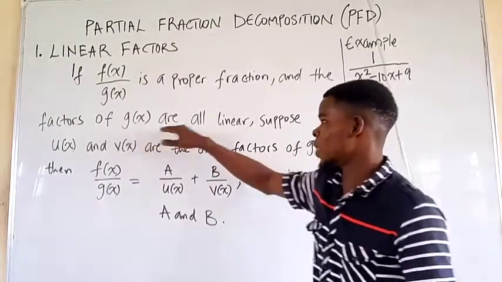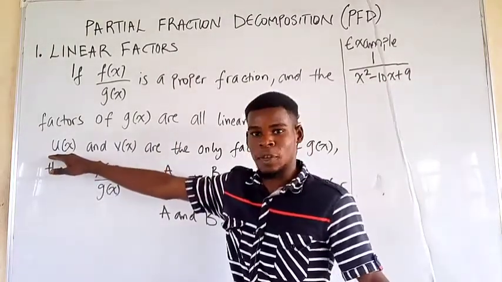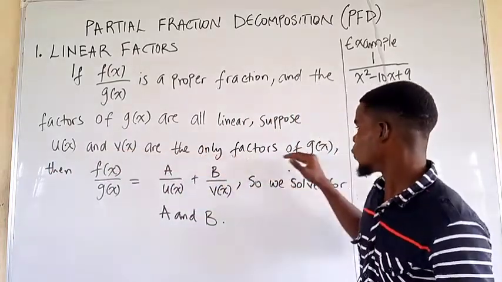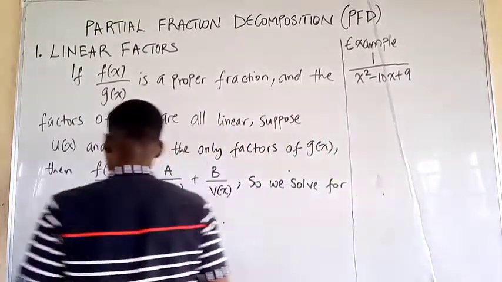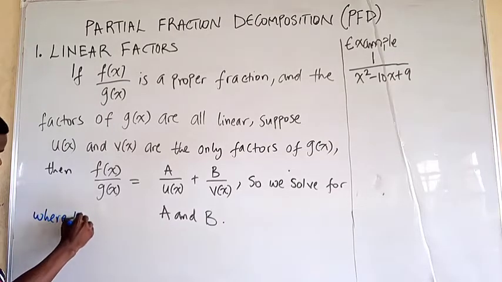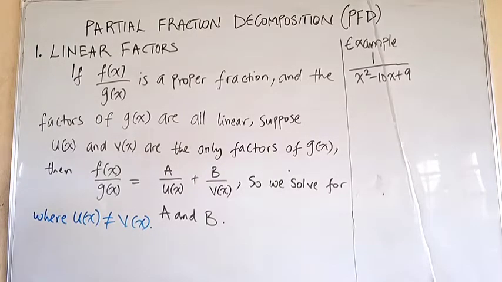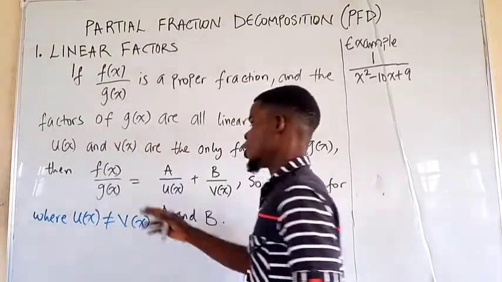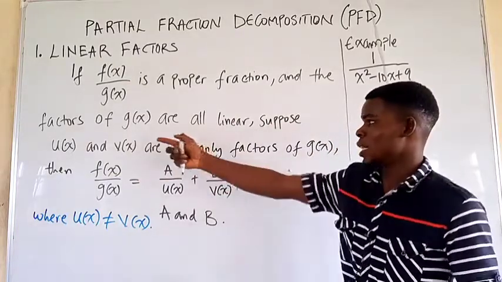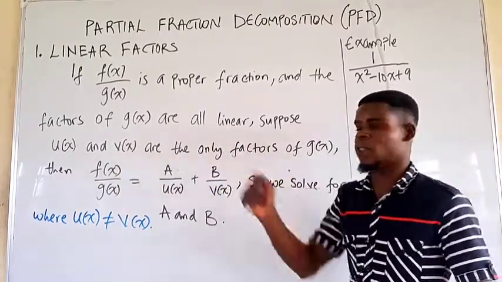So if the factors of g of x are all linear, now suppose u of x is a polynomial and v of x is another polynomial, and they are the factors of g of x. Take note of this, where u of x is not equal to v of x. That is, they are not equal factors. So if u of x and v of x are the only factors of g of x, and since the factors are linear, that means u of x is a linear polynomial and v of x is also a linear polynomial.